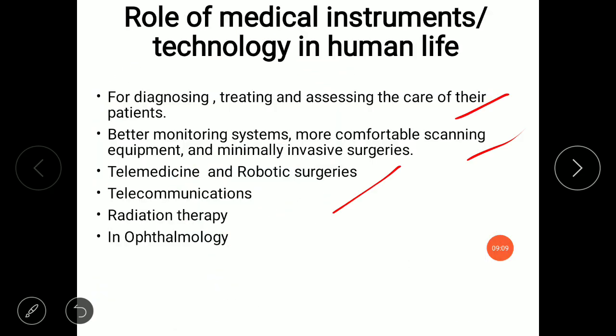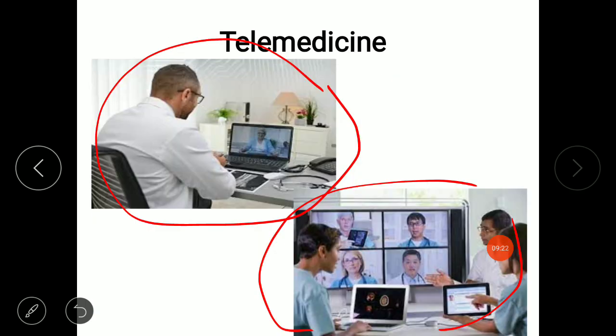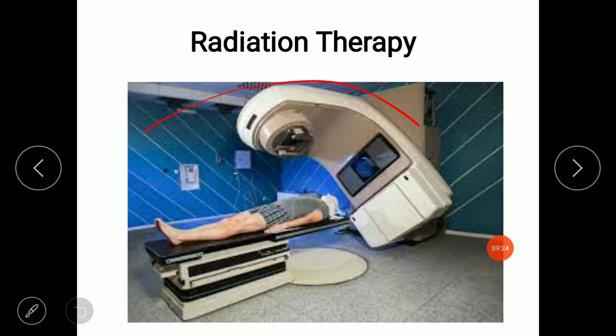Next point is radiation therapy. Here I have discussed telemedicine, robotic surgeries and telecommunication, and how these things have impacted human life. Next is radiation therapy. As you can see in this slide, this is an instrument that is used in radiation therapy. It is another important application, which is important for treating many types of life-threatening cancer in human beings.